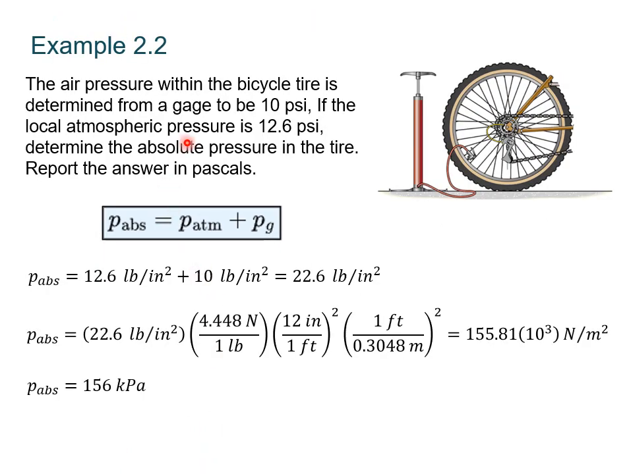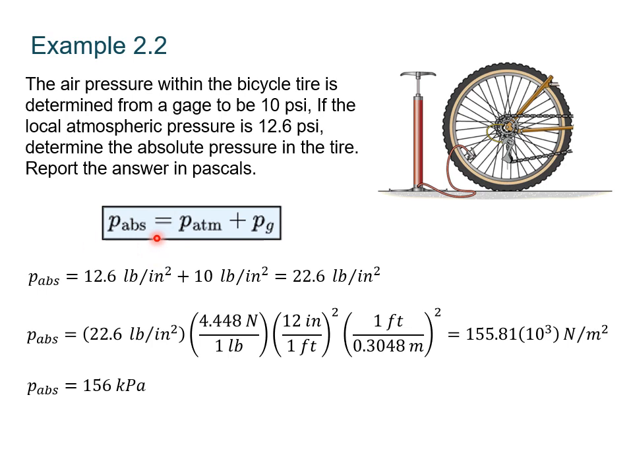So let's take a look at example 2.2. Here we have a bicycle tire, and it's the air pressure from a gauge. We measure it. It's 10 psi. Let's say the local atmospheric pressure is 12.6 psi. Determine the absolute pressure in the tire and report the answer in pascals.